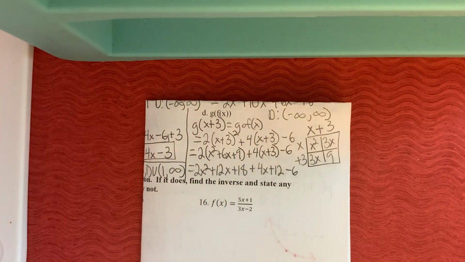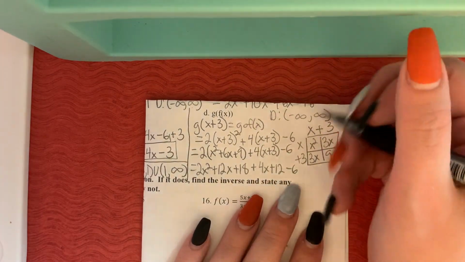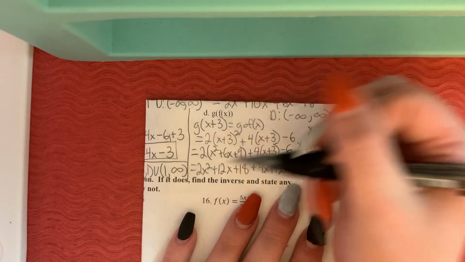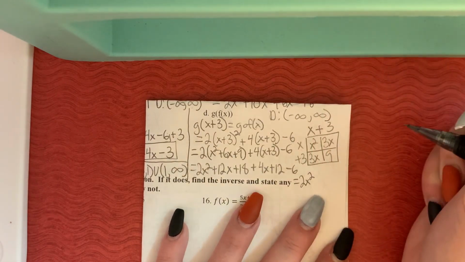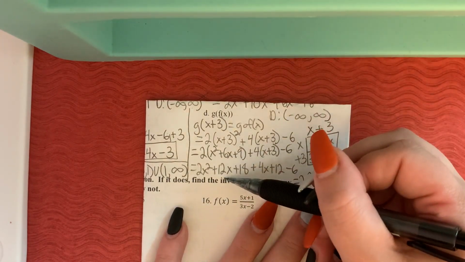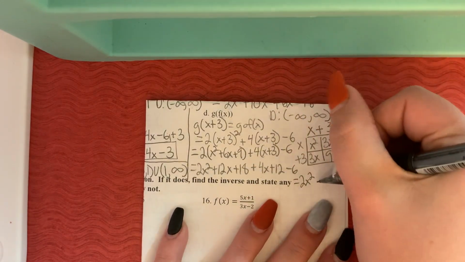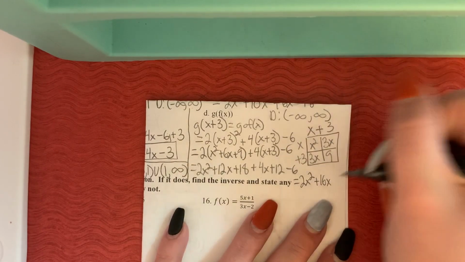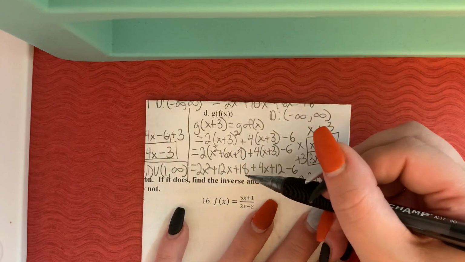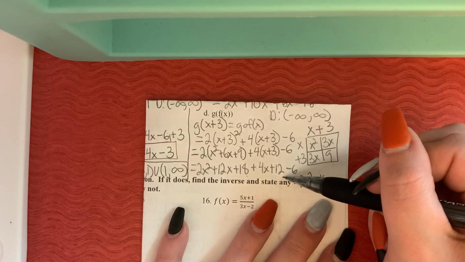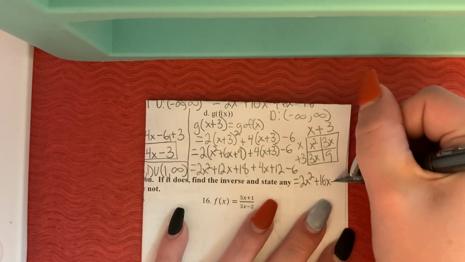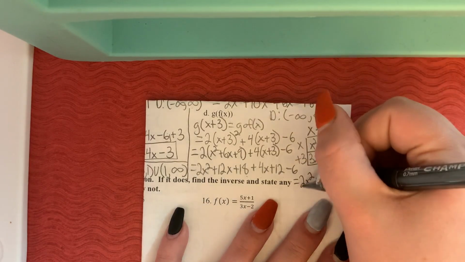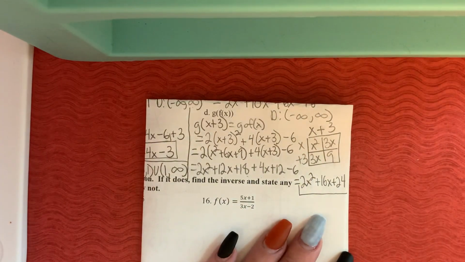So to get our final equation, we'll just combine those like terms. So 2x² isn't going to combine with anything, so this will just be 2x². 12x can be combined with 4x to give us plus 16x. And then 18 plus 12, that's going to be 30, minus 6 is going to give us plus 24. And so this would be that final function.